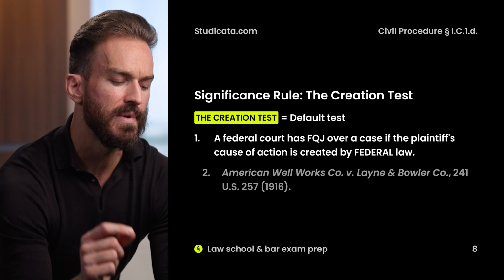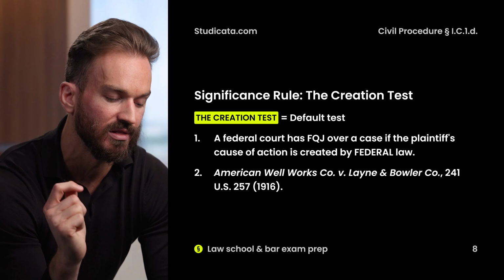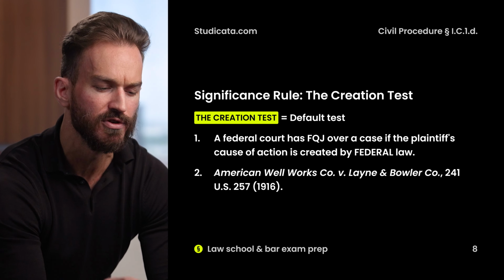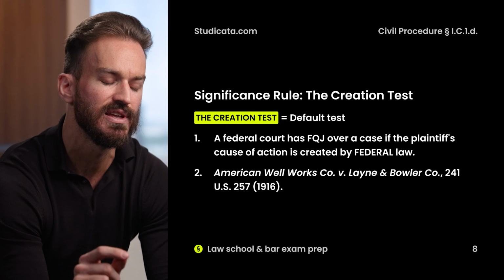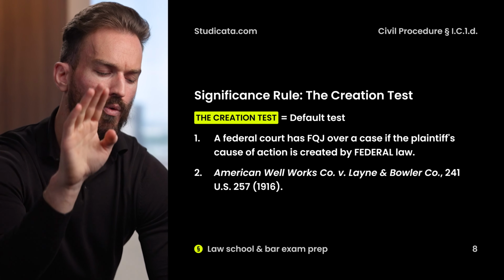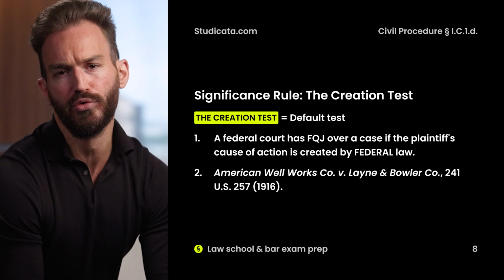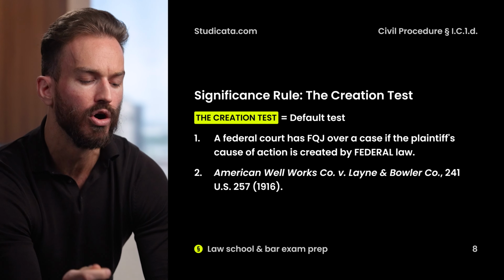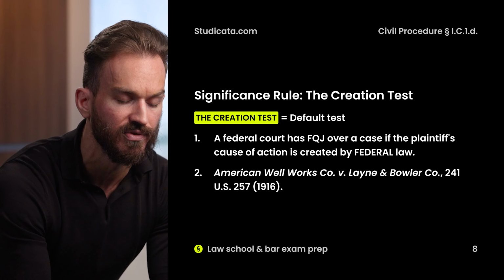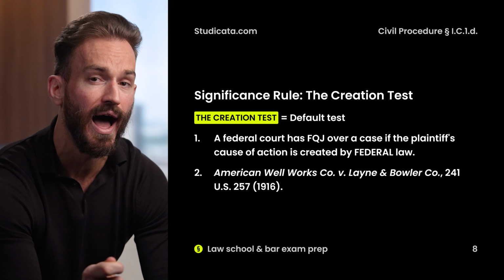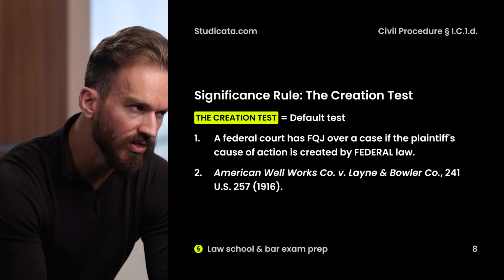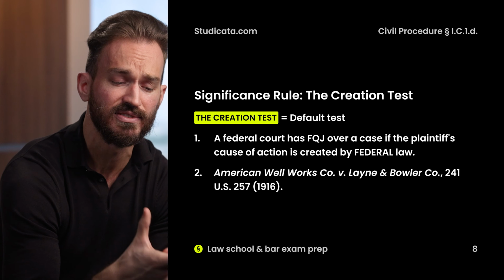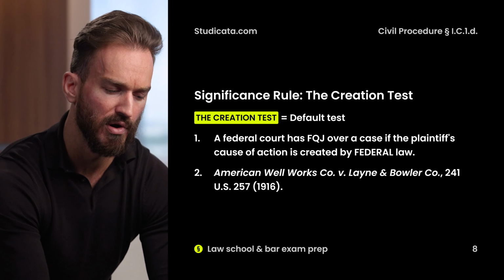This comes from American Well Works Co. v. Lane and Bowler Co. I'm not going to go into a ton of detail here. If you're following along in the outline, this is section 1C1D. We have a breakdown of this case, but the rule is very straightforward. A federal court has federal question jurisdiction over a case if the plaintiff's cause of action is created by federal law. And like I said, most of the time, this is going to be the case when we're seeing this tested in law school in the bar exam.